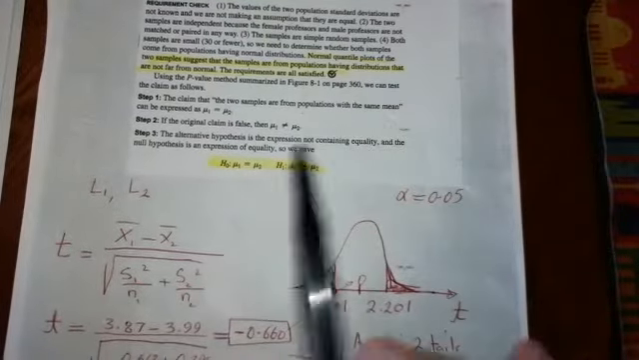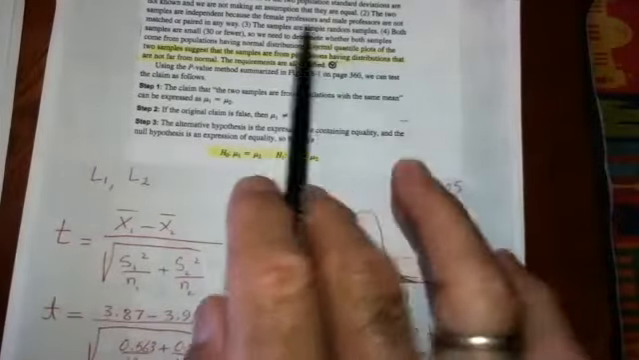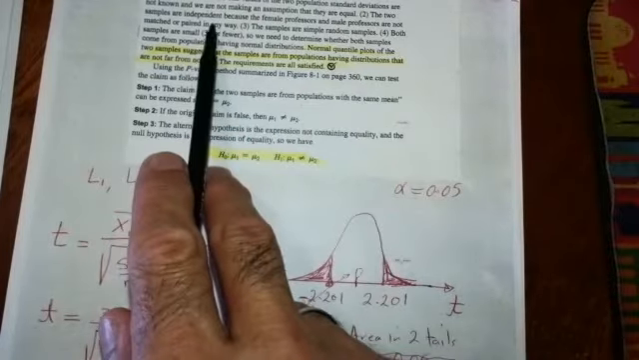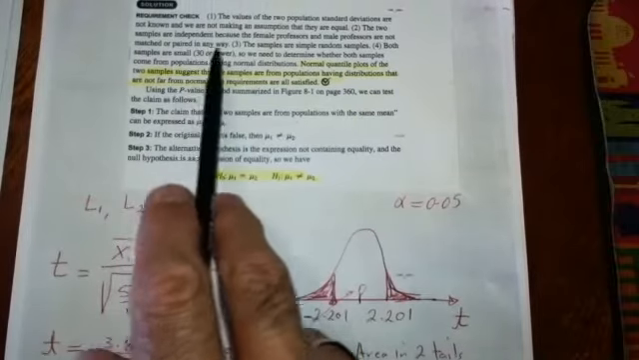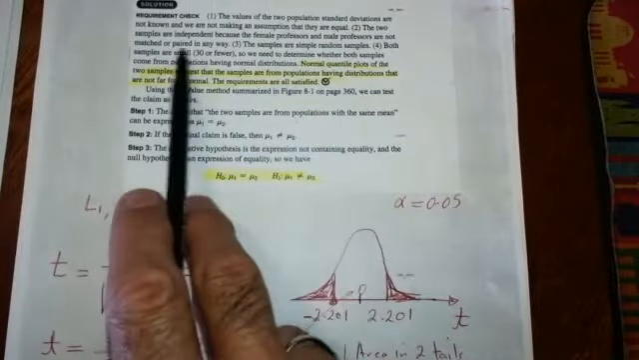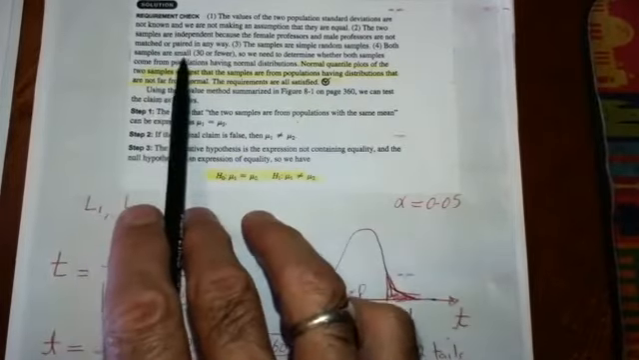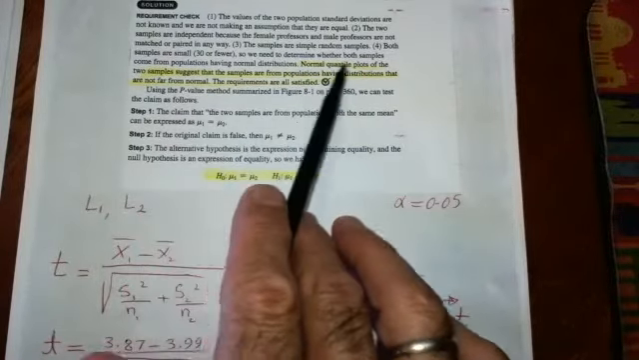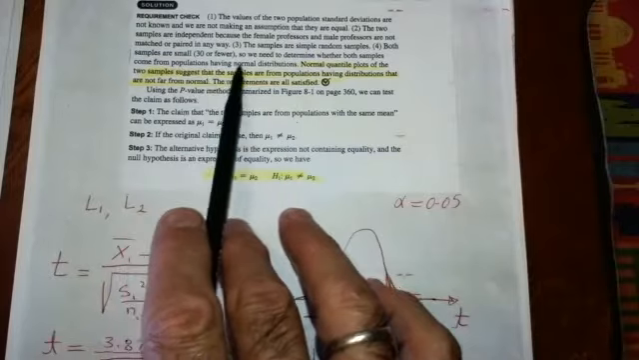So here, first, we have the conditions. The condition is that the values of the two population standard deviations are not known, so we are not making any assumption that they are equal. The two samples are independent, because the female professors and male professors are not matched or paired in any way. Samples are random samples. Both samples are small, 30 or fewer. So we need to determine whether both samples are from populations having a normal distribution.